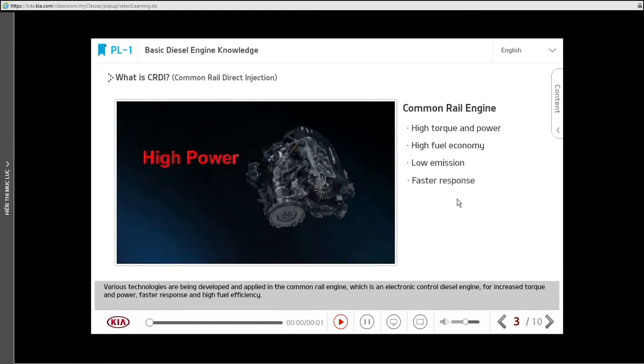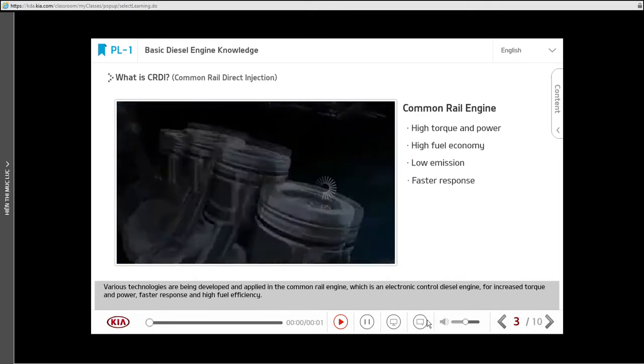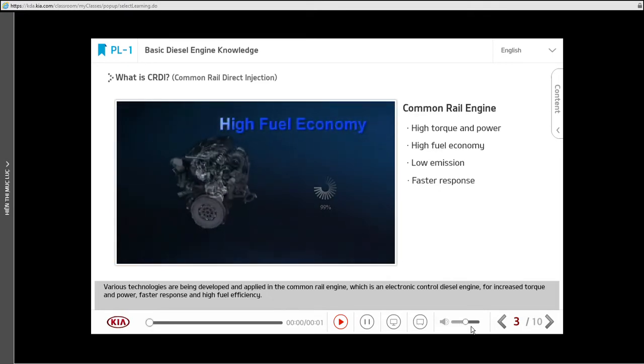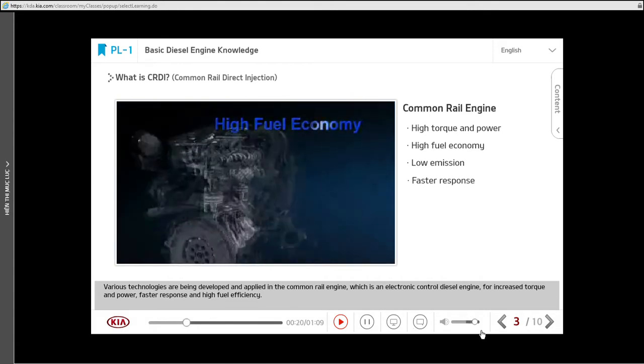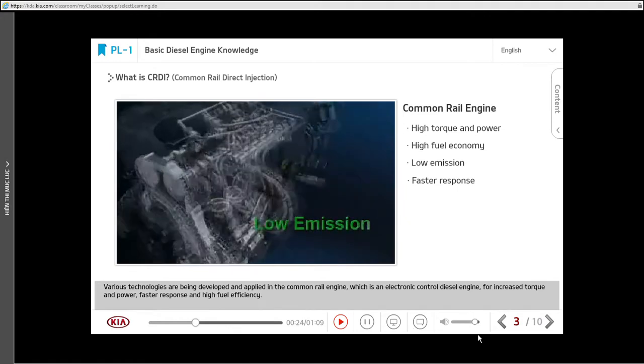Various technologies are being developed and applied in the Common Rail engine, which is an electronic-controlled diesel engine for increased torque and power, faster response, and high fuel efficiency.